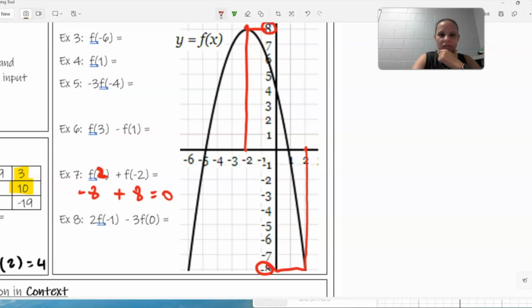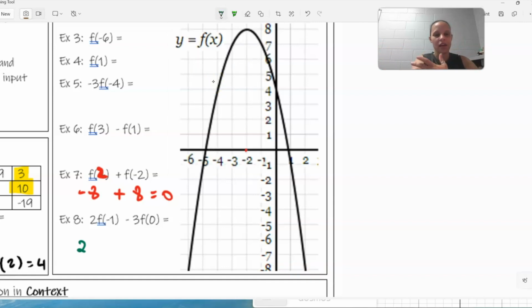All right, let me go ahead and do example 8. So we're going to start off with 2 times whatever the f of negative 1 is. So x is negative 1, so we'll start with my x. If I go down, do I hit the graph? No, I don't. I have to go up. And remember, I have to be looking at the y value, right? So this is my x value. So I don't want to look at anything but what is my y value at negative 1 on the graph, which is equal to 7. So that's 2 times 7 minus, then I have a 3.